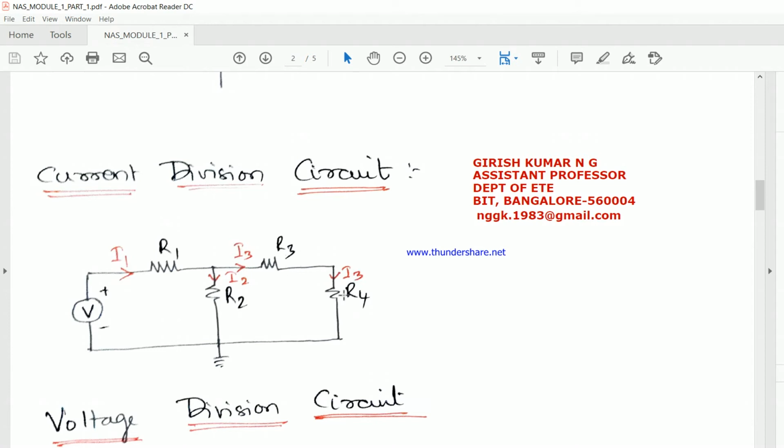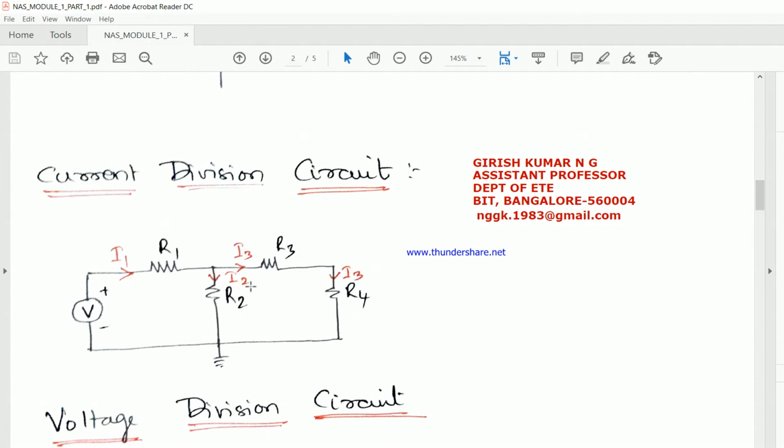Now as R3 and R4 are in series, therefore the same current flows through R3 and R4. Okay, so I1 is flowing through R1, gets divided into I2 and I3, and then as R4 and R3 are in series, the same current I3 flows through R4. So this is how the current gets divided.